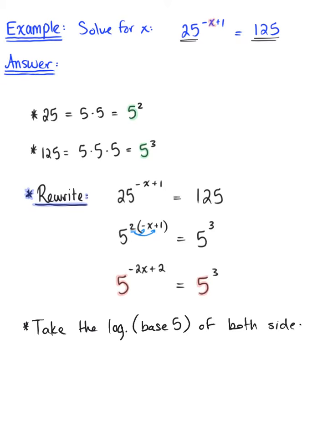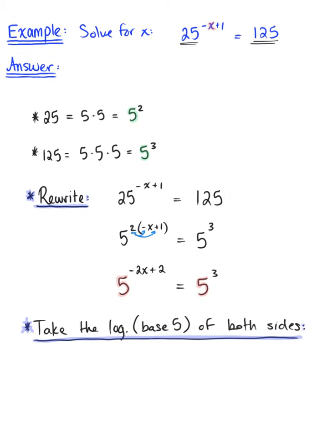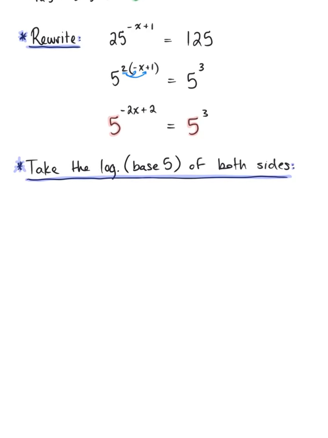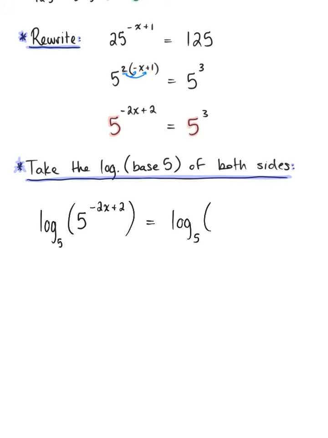And this will remove the exponential, allowing us to solve for x. And let's give ourselves plenty of room here. So applying the log base 5 to both sides, we now have the logarithm base 5 of 5 raised to the minus 2x plus 2 is equal to the logarithm base 5 of 5 cubed.